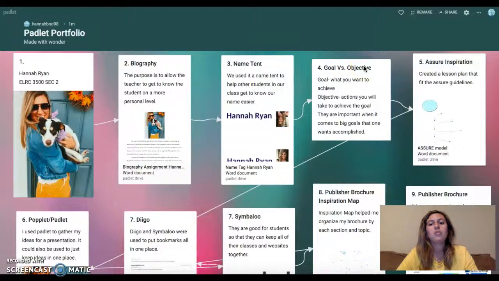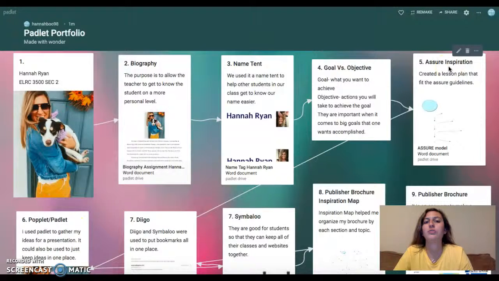So, for example, a goal is something that you want to achieve, and the objective is the actions that you're going to take in order to achieve that goal. These are important when it comes to big goals that one wants accomplished. So, for example, I wanted to get an A in my anatomy class, and so in order to achieve that goal, I was going to study more, go to class, do my homework, pay more attention, and those were the objectives that I was going to take.